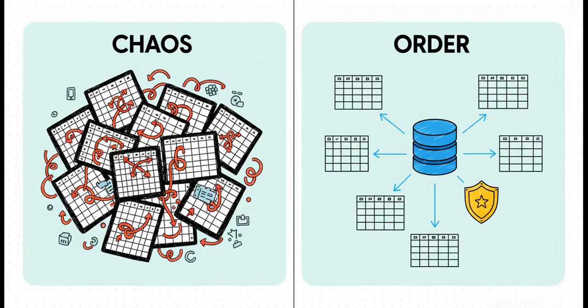On one side, you've got that spreadsheet mess. But on the other, you have the beautiful order of a database. It gives you what's called a single source of truth, so everybody's working from the same correct information. It sets up clear relationships between data, and most importantly, it enforces rules to keep everything clean and trustworthy.